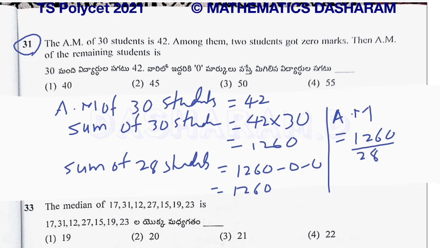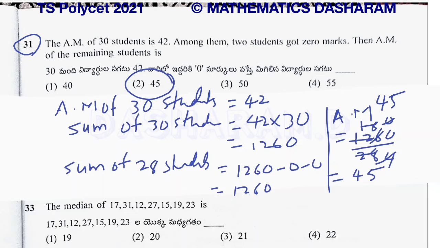So 28. So here 7 4s are 28, 7 1s are 7, 5 remainder, 7 8s are 56, 0, 4 1s are 4, 4 4s are 16, 4 5s are 20. So it is equal to 45. So here option 2 is correct.